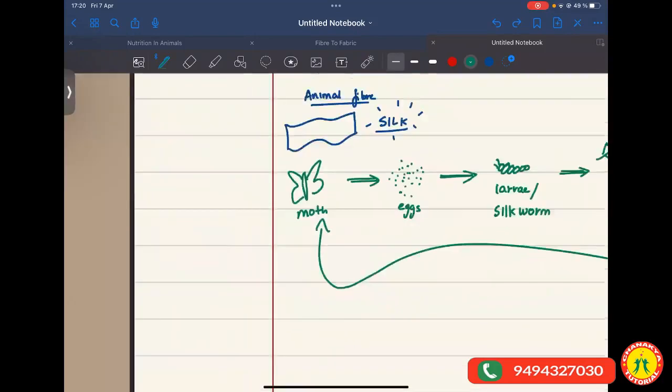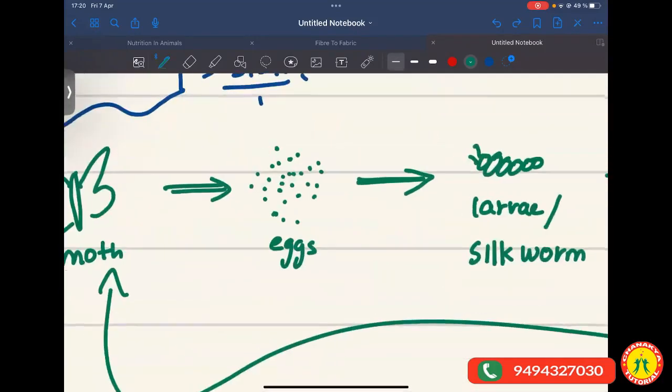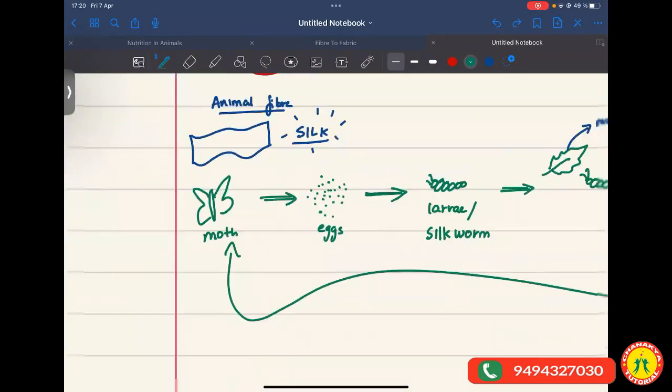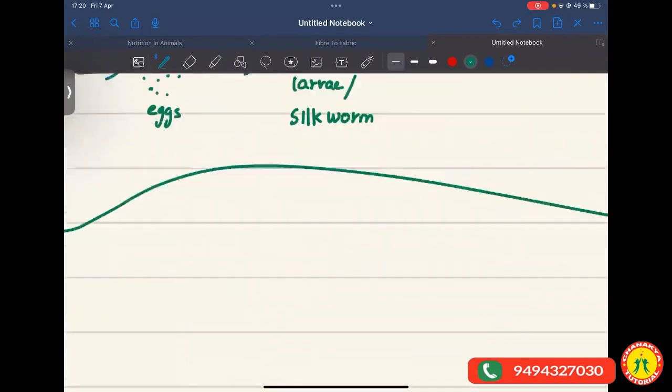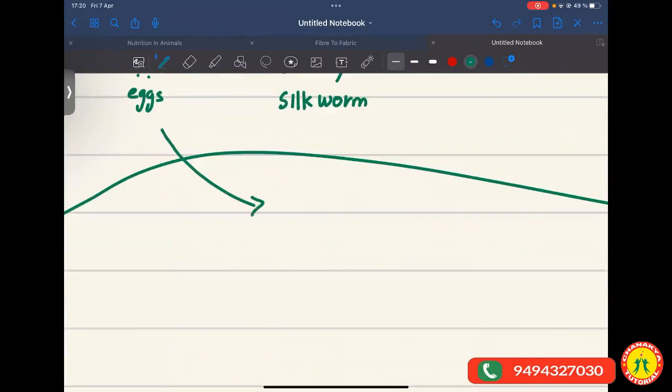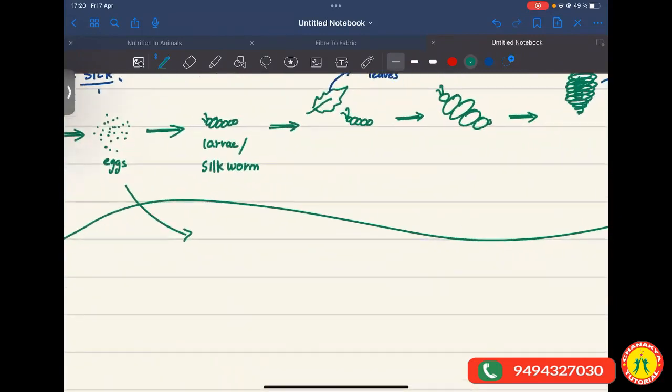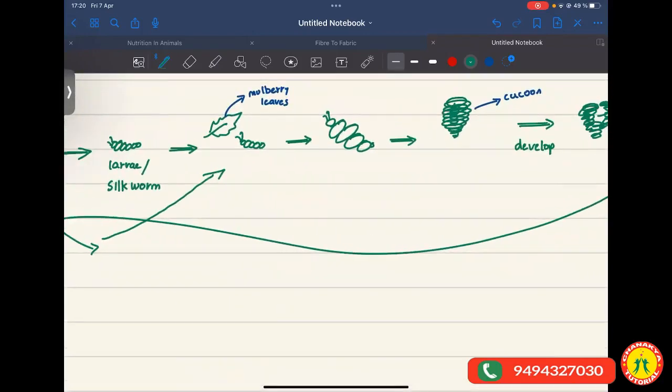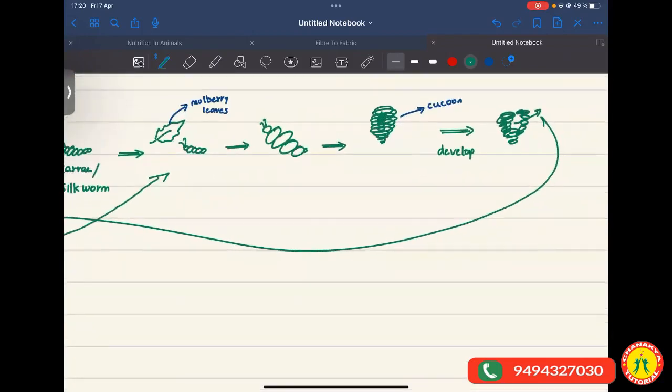So what happens now? For example, if there are 1,000 eggs, separate them into two batches of 500. Half of the eggs go through this process. The other half goes through the same process: it becomes a larva, it's fed on mulberry leaves, and then it builds a cocoon. And once it builds a cocoon, what happens in a big vessel?